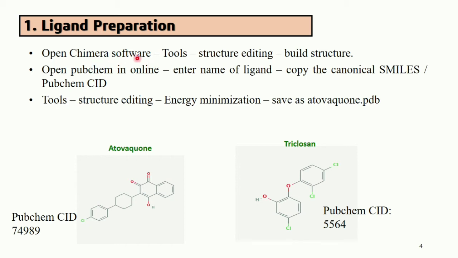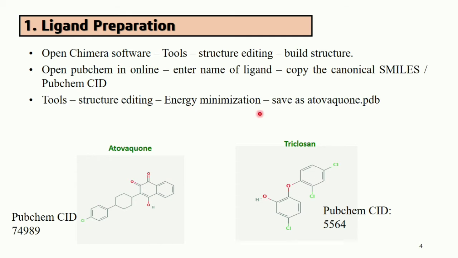In the Chimera software, by entering into Tools, Structure Editing, Build Structure, it will give the option to enter the ligand name, or we can copy the canonical SMILES of the compound, or we can also give the PubChem CID number. By that, the structure is going to come into the workspace. Again we need to go to Tools, Structure Editing, and check the minimization of the structure, energy minimization.